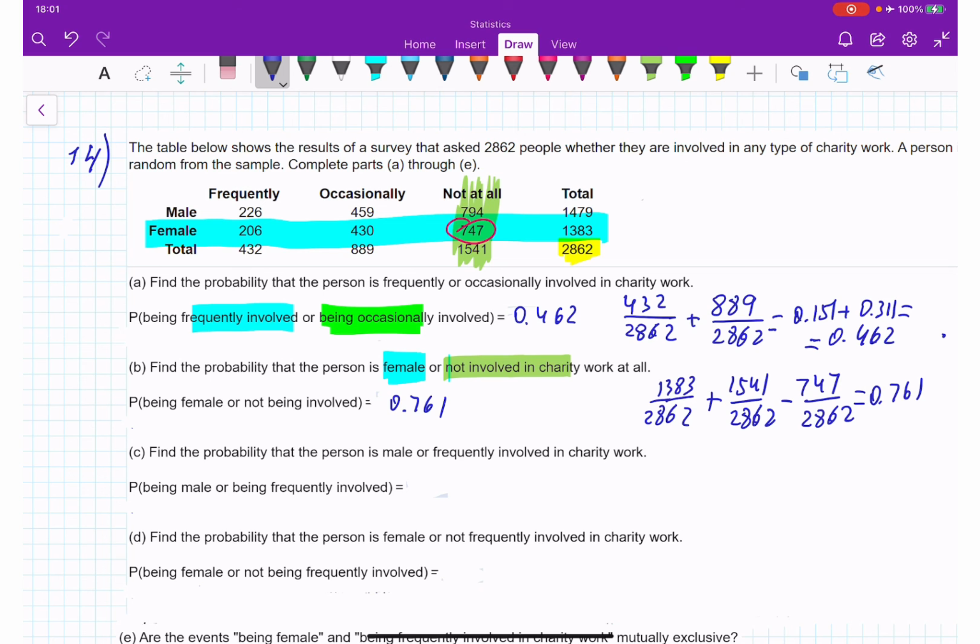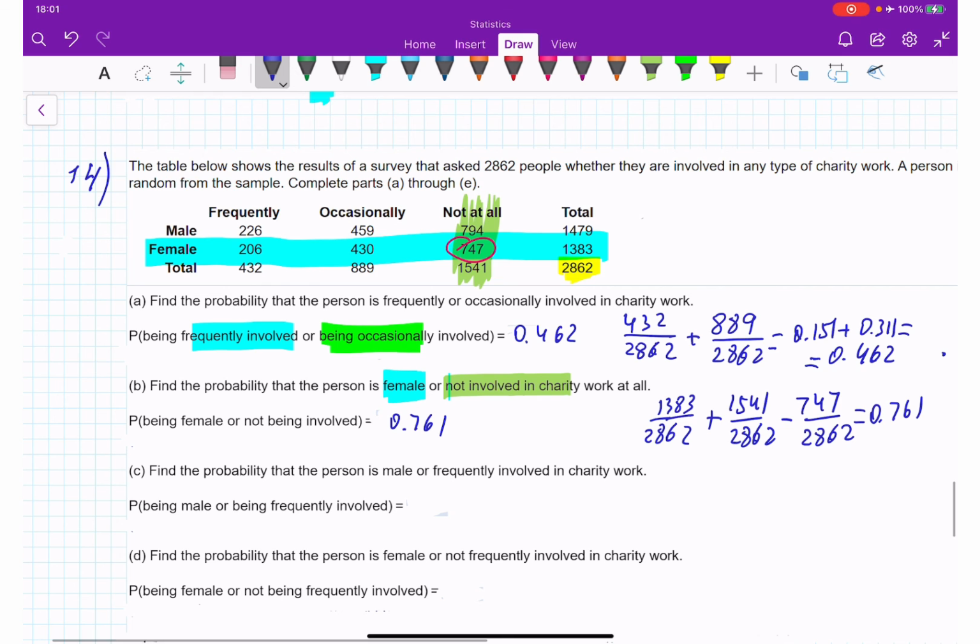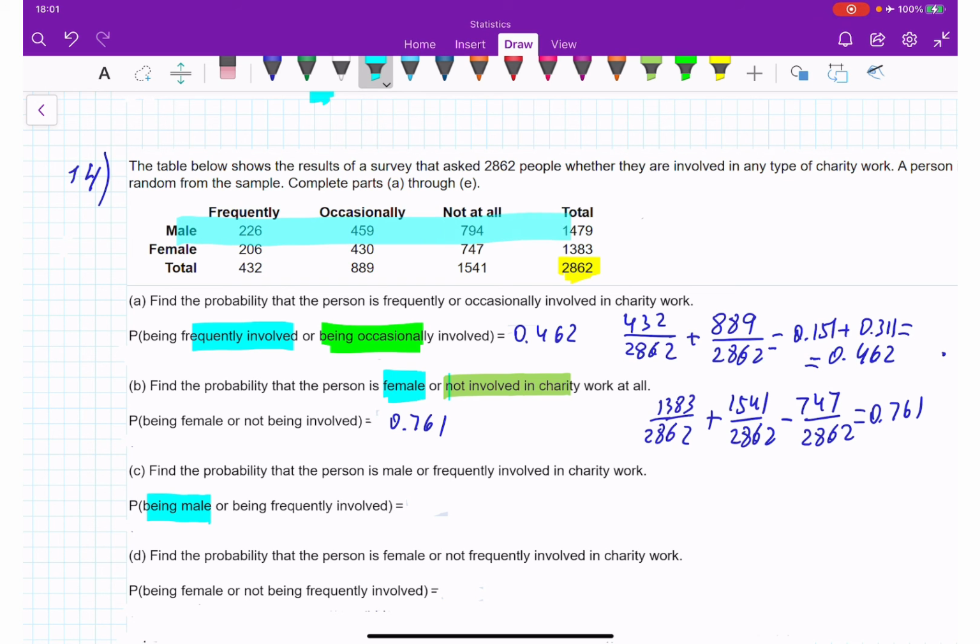Question number C. Find the probability that the person is male or frequently involved in charity. Let me clean this. So we have a probability that it's being male. Where is being male? Here is male, 1479. It's going to be 1479 over 2862 plus, because it says or, being frequently involved.